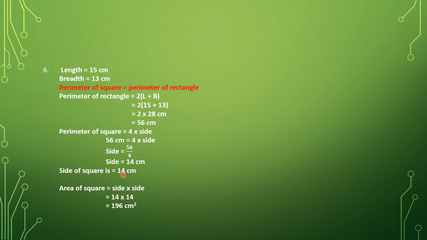Now what you have to do is apply the formula of the area of a square, which is what the question is asking. So area of a square equals side into side, which is 14 into 14, and it will come to 196 centimeter square.